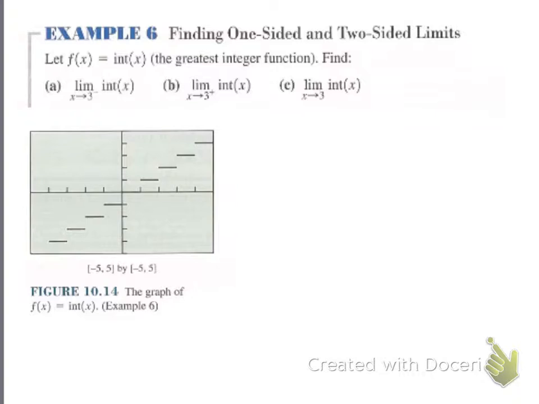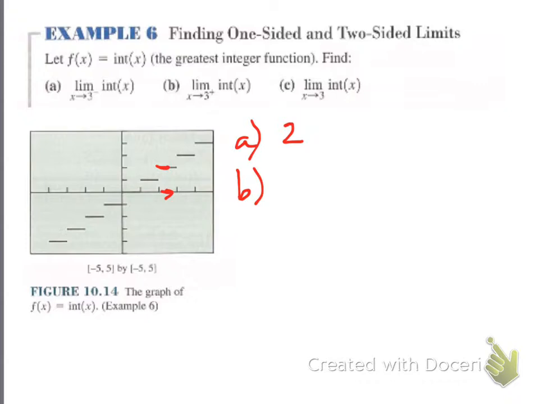The greatest integer function, okay, this is the graph of the greatest integer function. It's a step function. Find the limit as x approaches 3 from the left. So as x approaches 3 from the left, we are up here on the graph of the greatest integer of x. So as x approaches 3, we are on this branch right here, and our limit is 2, okay? Because y equals 2 as x approaches 3.